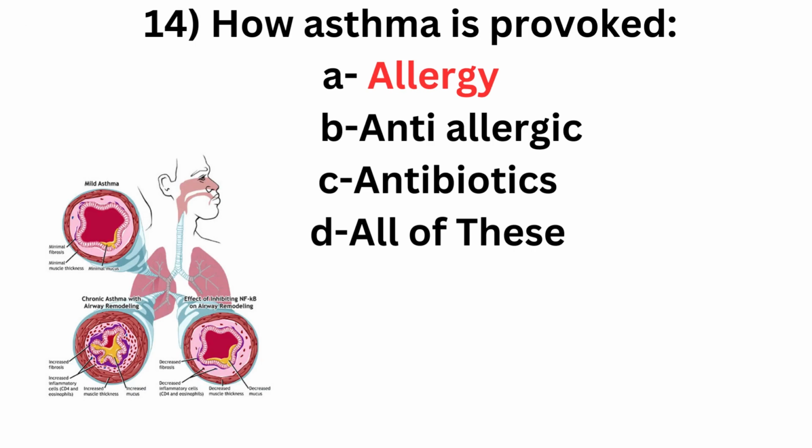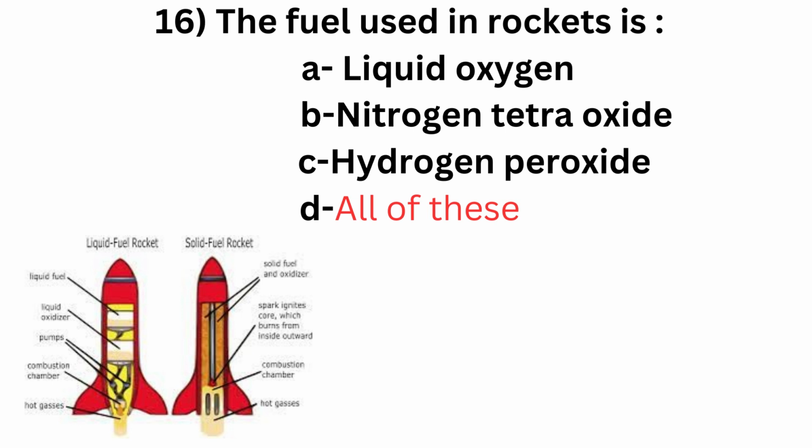And how asthma is provoked. So it is due to allergy. So allergen causes allergy, and asthma is also caused due to allergic symptoms. So asthma is a disease of lung in which there is shortness of breath. And the fuel used in rockets is liquid oxygen, nitrogen tetroxide, and hydrogen peroxide. So all of these are used as a fuel in rockets.